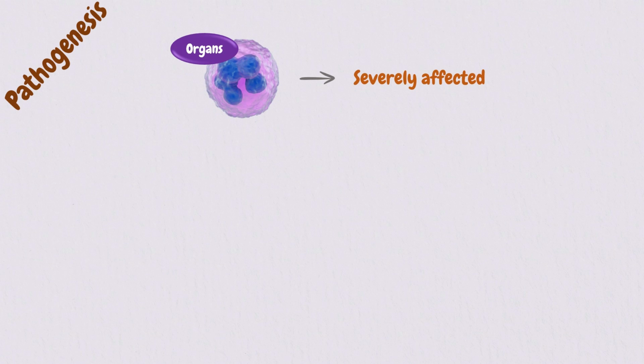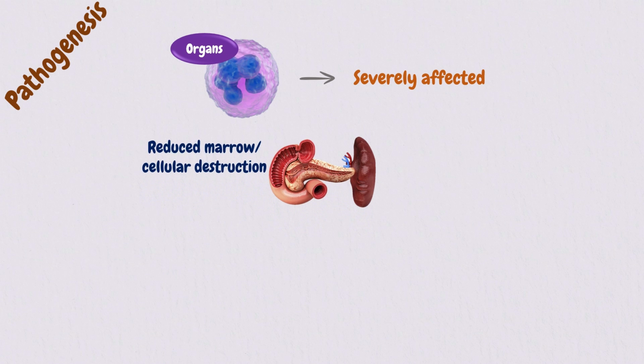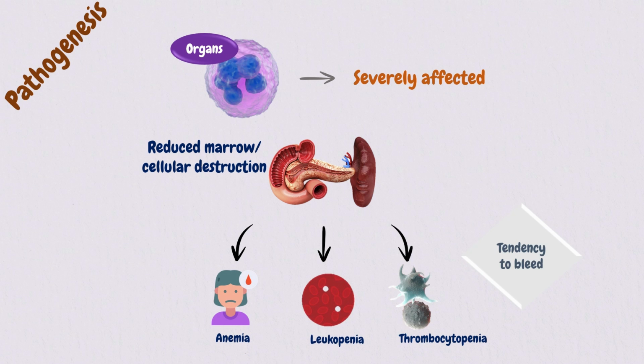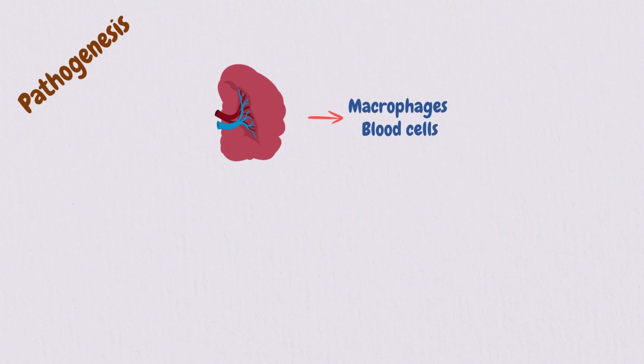The pathogenesis of Leishmaniasis comprises several steps. In visceral Leishmaniasis, the organs of the reticuloendothelial system are the most severely affected. Reduced bone marrow activity, coupled with cellular destruction in the spleen, results in anemia, leukopenia, and thrombocytopenia. This leads to secondary infections and a tendency to bleed. The striking enlargement of the spleen is due to a combination of proliferating macrophages and sequestered blood cells. The marked increase in IgG is neither specific nor protective.